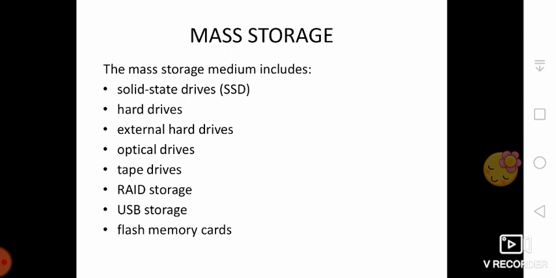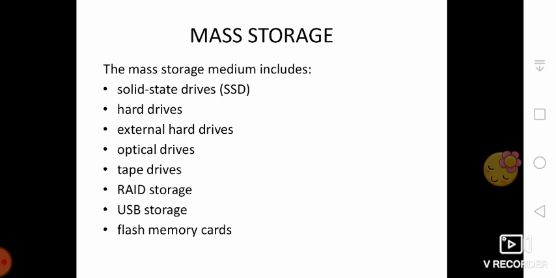The next one is hard drives. The hard drive is a non-volatile memory hardware device that permanently stores and retrieves data on the computer. A hard drive is a secondary storage device that consists of one or more platters to which data is written using a magnetic head, all inside of an air-sealed casing. Then external hard drives. An external hard drive is a portable storage device that can be attached to a computer through USB or FireWire connections or wirelessly.